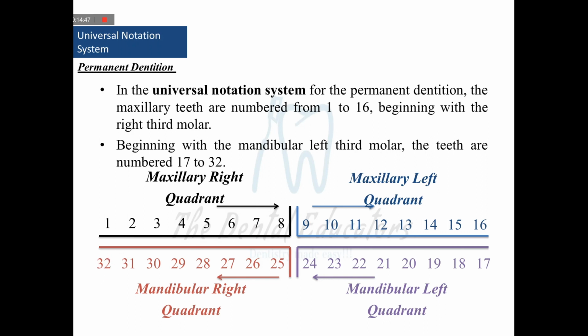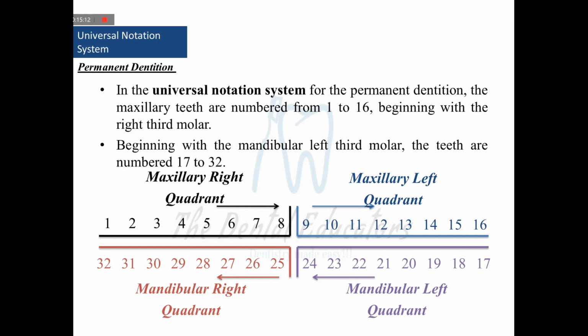So if we see one important thing, that we counted all of the teeth going in a clockwise direction, that is starting from the upper right third molar, and we went through the left maxillary quadrant, left mandibular quadrant and ending up in the right mandibular quadrant. So basically, we went in a clockwise direction to count all of the teeth.